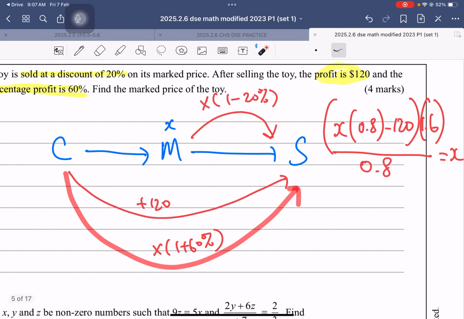Then it's the time to solve the equation. Okay, you know how to solve the equation? Yep. Then I skip. Okay?